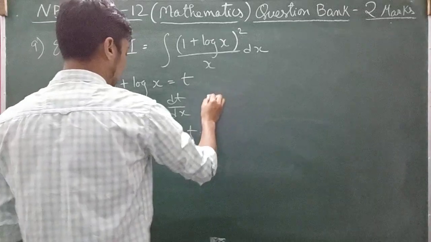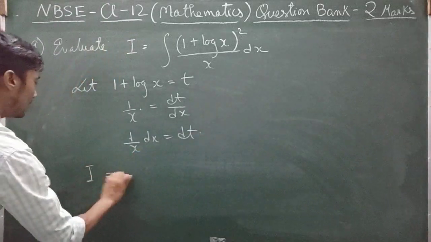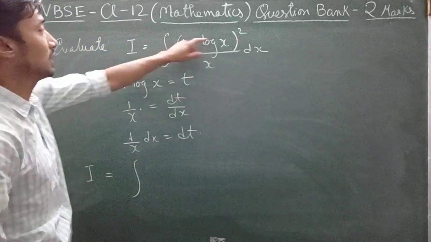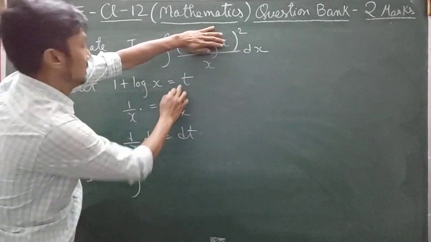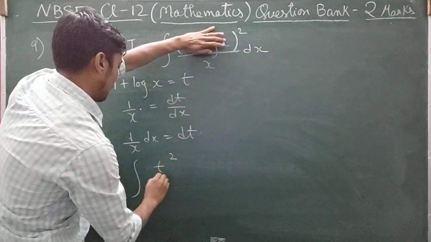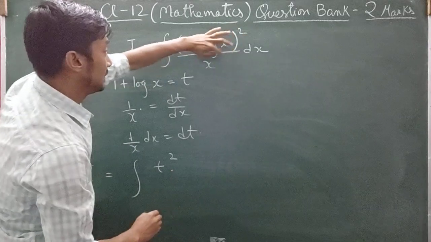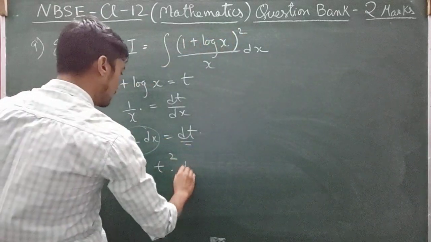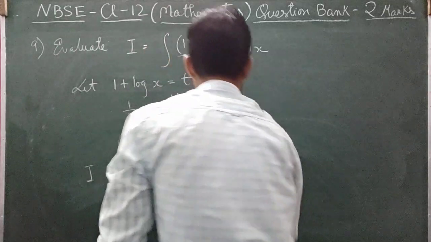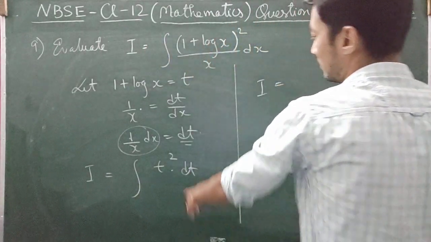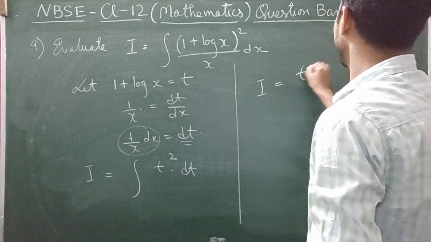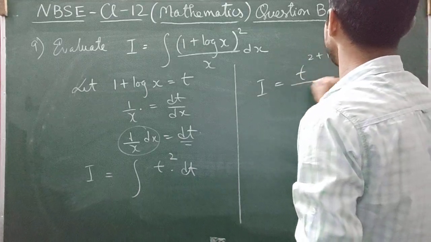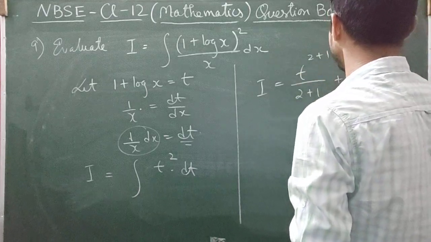So now I'll just continue here. Therefore I can be written as 1 plus log x, we have substituted this as t, so that's going to be t squared. Now dx by x, the whole term is nothing but dt. So I equal to, what is the integral of t square dt? That is t to the power 2 plus 1 divided by 2 plus 1 plus the integration constant.